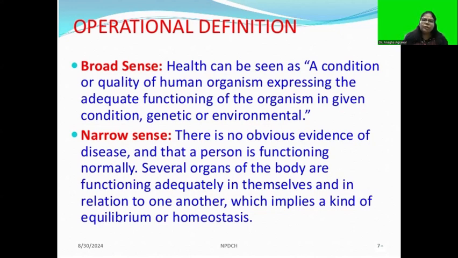So in the narrow sense, every cell and organ is adequately functioning in your body, which implies a kind of equilibrium or homeostasis. That means by outwardly looking, you won't be able to understand that this person has some disease because he is under medication. Because of that medication, he can function properly. The disease won't hinder his day-to-day activities. So that is the operational definition of health, where you have to attain such an amount of health that you can do whatever work you have been assigned properly under that particular condition.